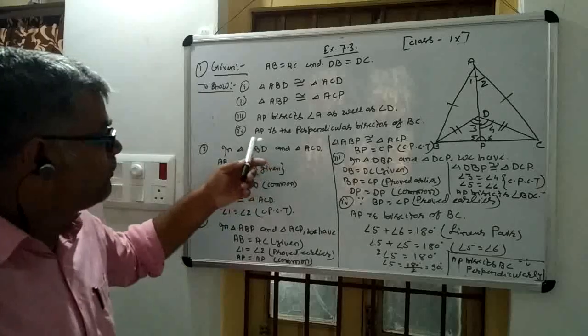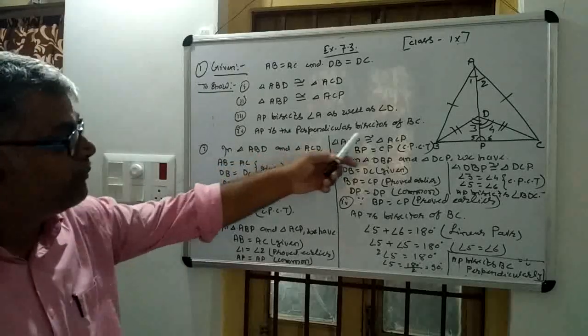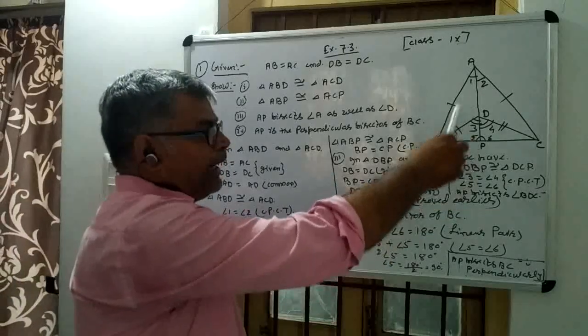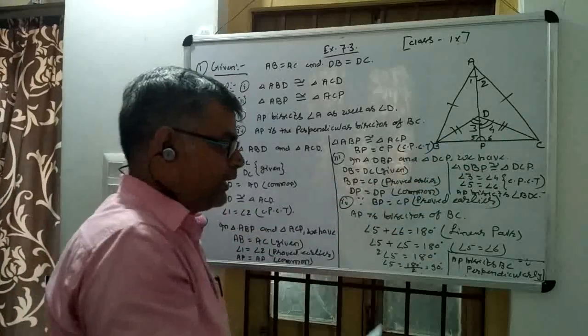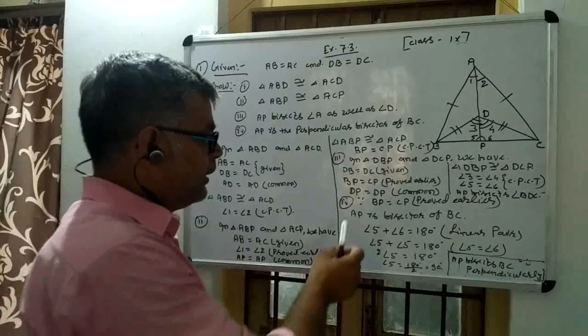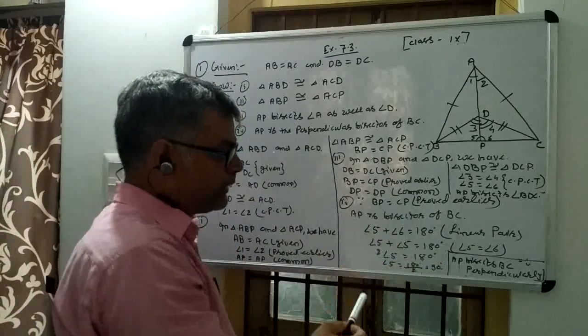Now in the last part 4, AP is the perpendicular bisector of BC. It is already proved that AP bisects BC. Now we have to prove that it bisects BC perpendicularly. So AP is the bisector of BC.